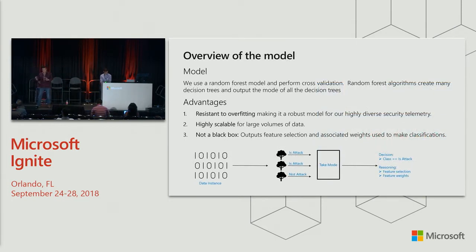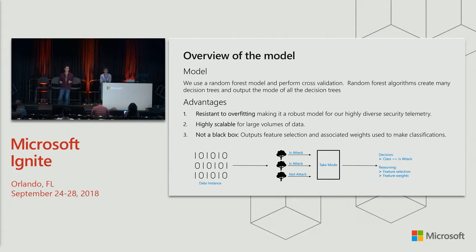So first step, generate labeled data. Second step, train the model. The model that we use in Office 365 in prod is a random forest model. You can think of it as it creates many decision trees, and you can think of an individual decision tree as being basically the game 20 Questions.